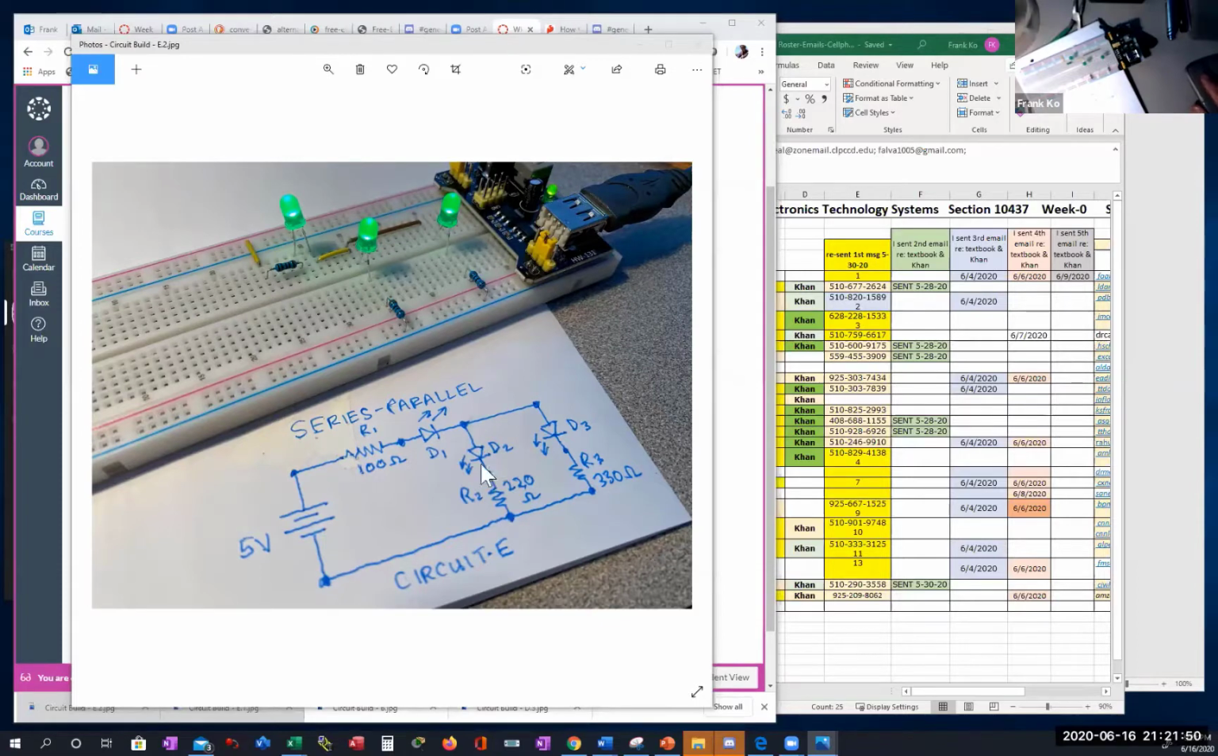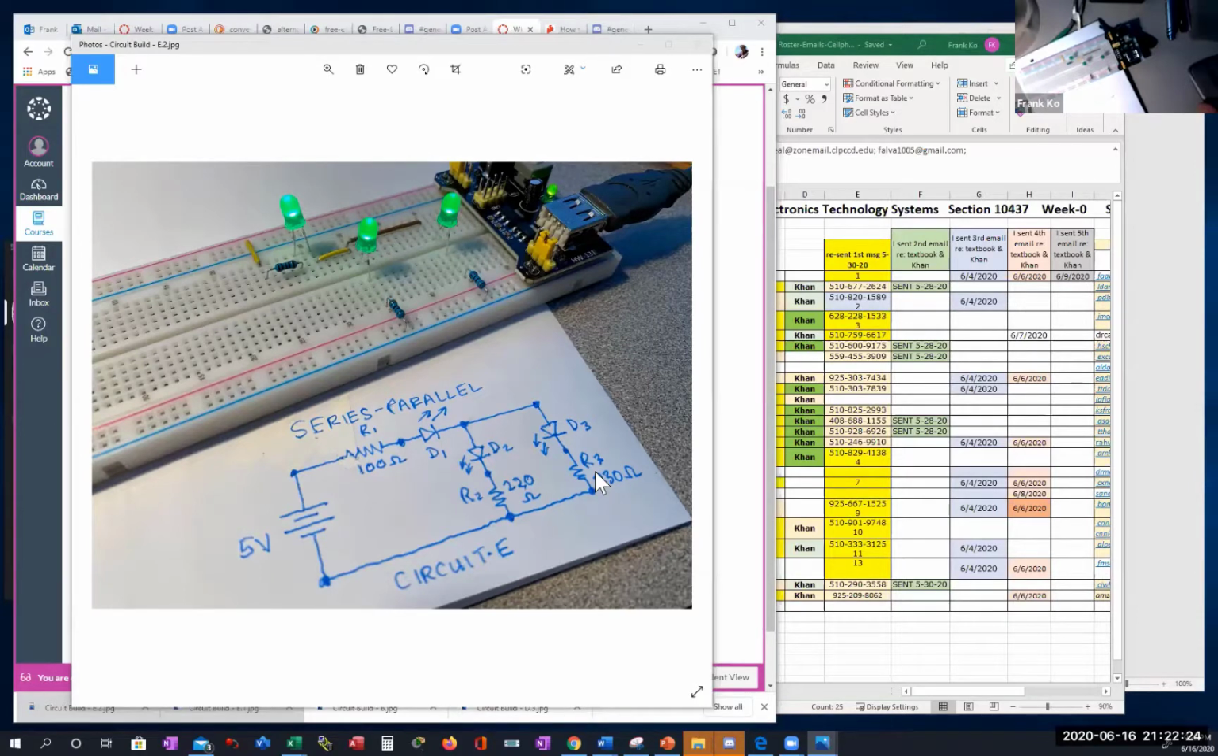R2 and D2 are a green LED and a 220 ohm resistor. And then the R3 and D3 over here on the board are diode number 3 and resistor number 3, which is a 330 ohm resistor. So there's only two circuits where we have different value resistors. Circuit D has different value resistors, and circuit E has different value resistors. Otherwise, circuits A, B, and C are all 100 ohm resistors.